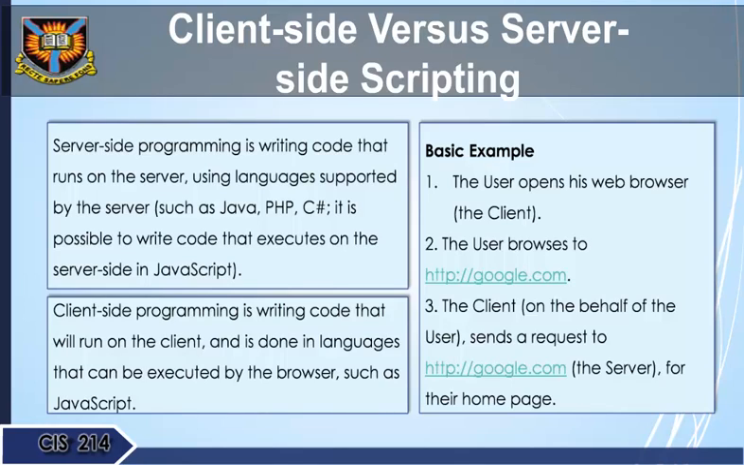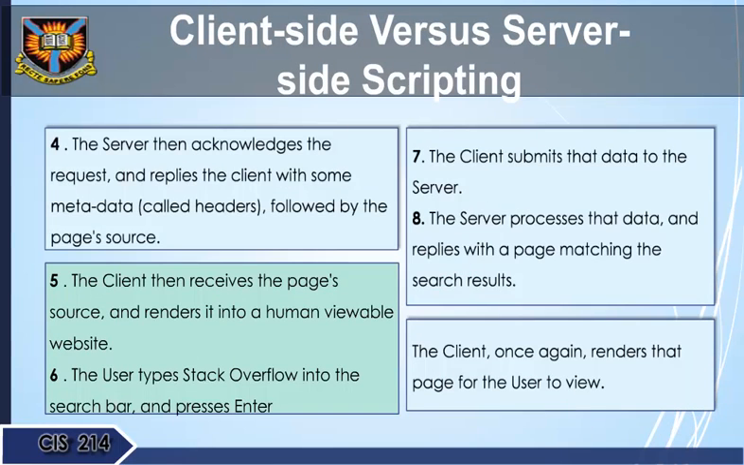Basic example: 1. The user opens his web browser, the client. 2. The user browses to http://google.com. 3. The client, on behalf of the user, sends a request to http://google.com, the server, for their home page. 4. The server then acknowledges the request and replies the client with some metadata called headers, followed by the page's source. 5. The client then receives the page's source and renders it into a human viewable website.